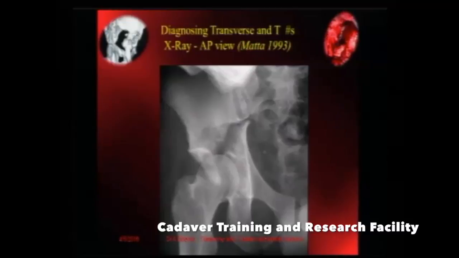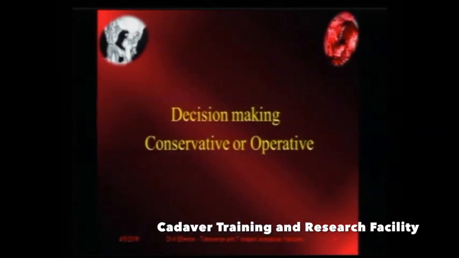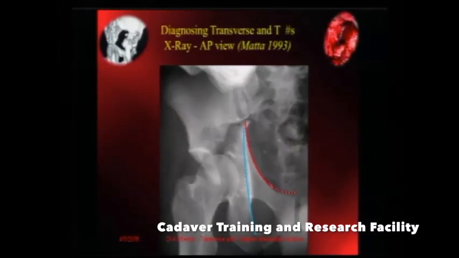Now in this patient, the iliopectineal line is damaged, right? The ilioischial line is damaged. That means both the anterior column is damaged and the posterior column is damaged. The next thing I see is that the inferior pubic ramus is absolutely intact.